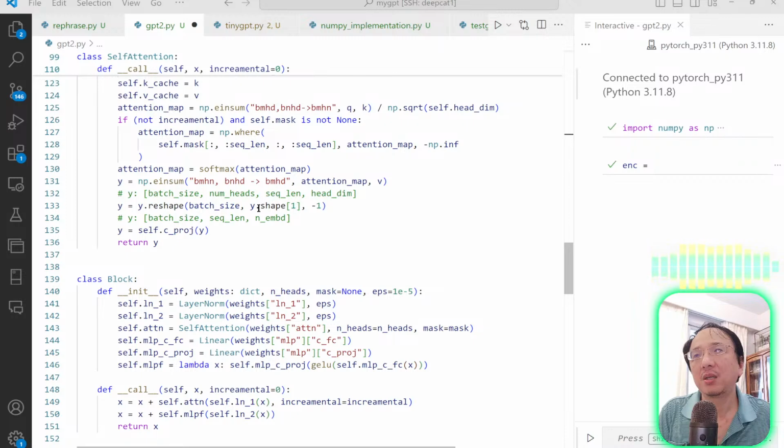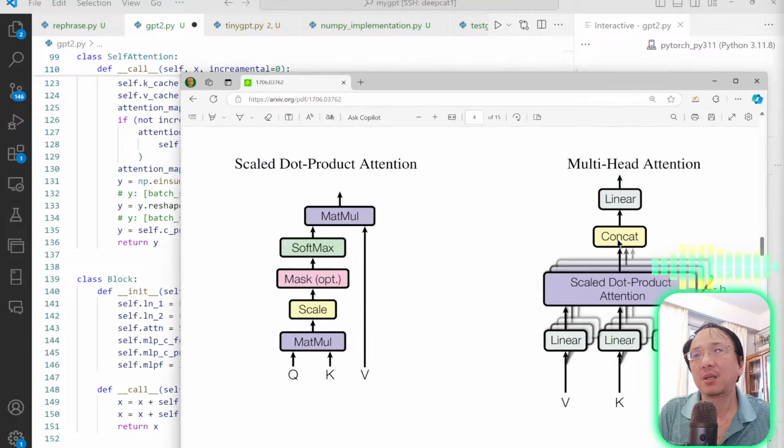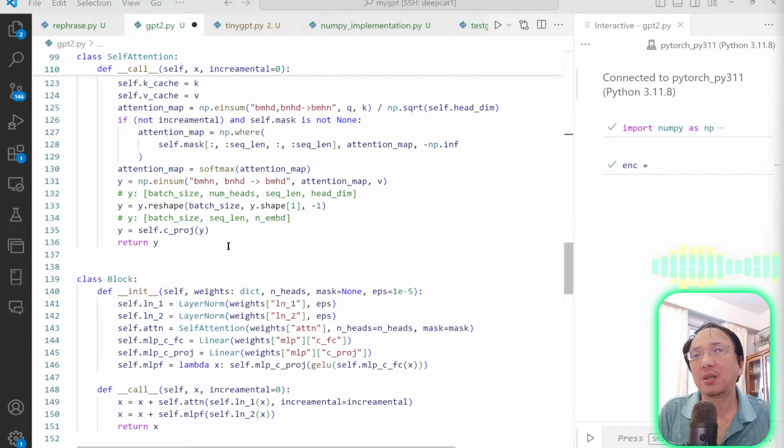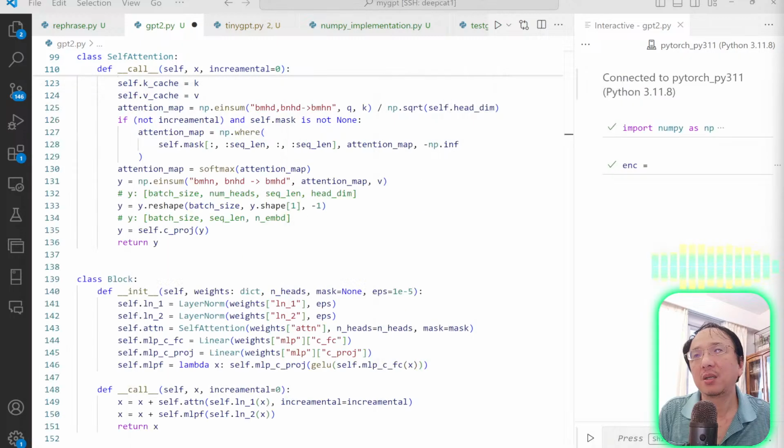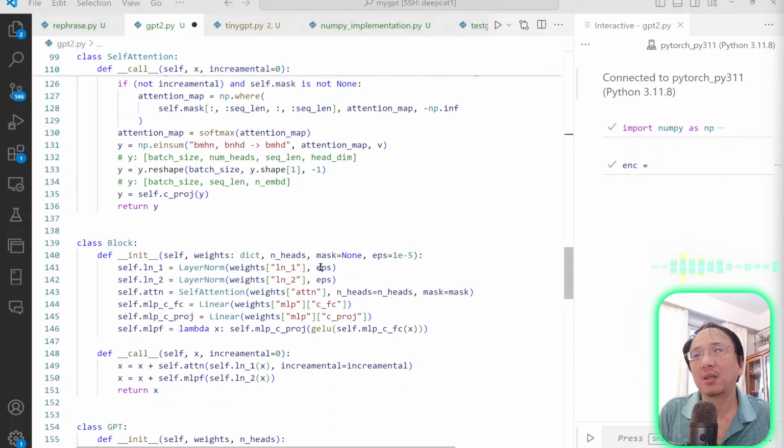This one is a concat, this one is a concat, this one is a concat, and finally we do the last linear projection. So this one is a linear. We pretty much get everything step by step. Nothing more and nothing less.